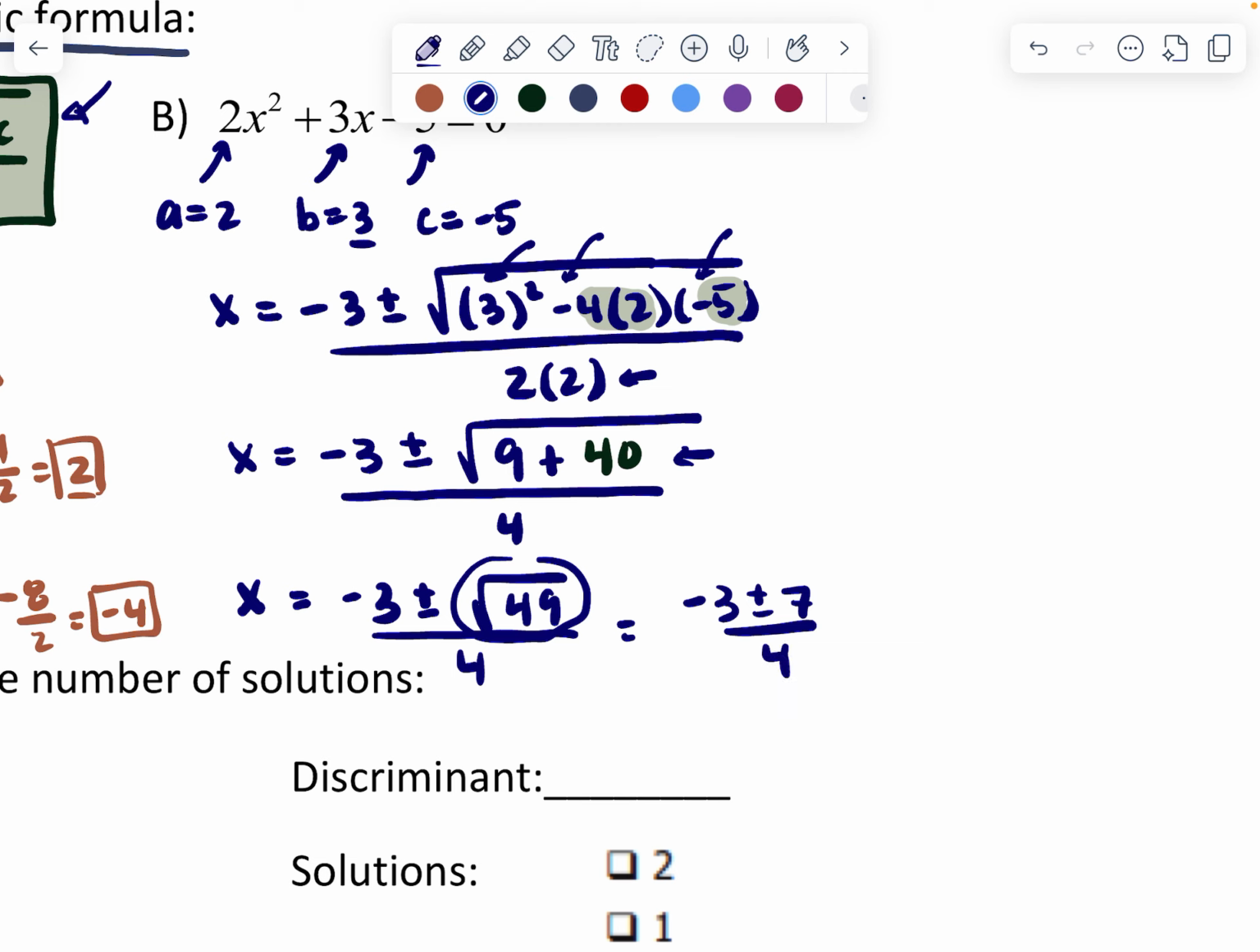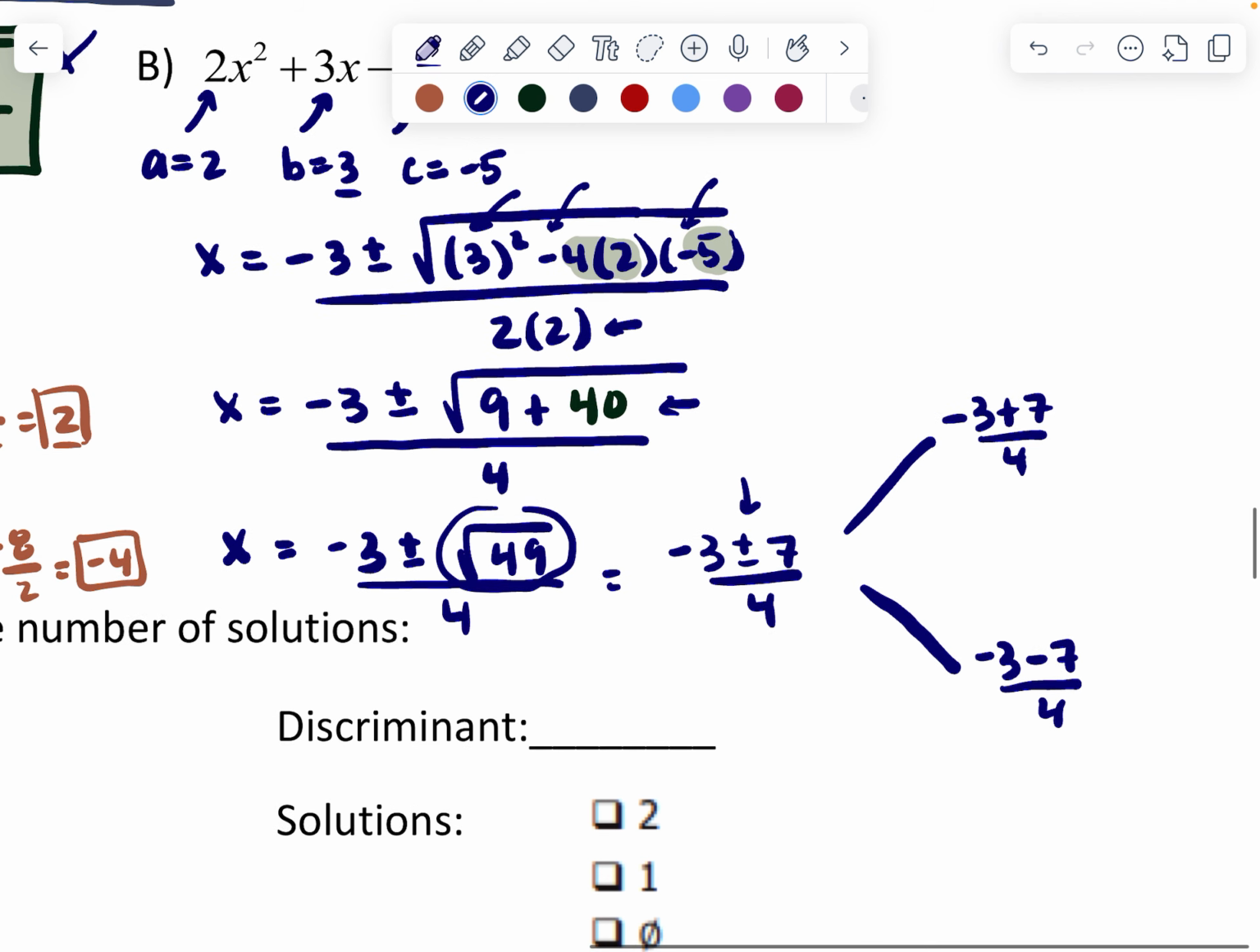And again, this is going to split up into two different solutions. You're going to have -3 plus 7 all over 4, and you're going to have -3 minus 7 all over 4. That's what this plus or minus does, right? It gives you two different answers. So on the first one, -3 plus 7 is 4. 4 over 4 is 1. There's one answer. And then -3 minus 7 is -10 over 4.